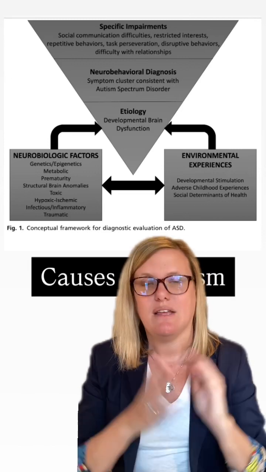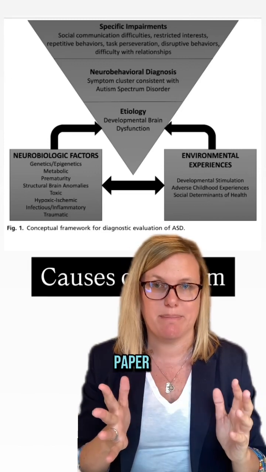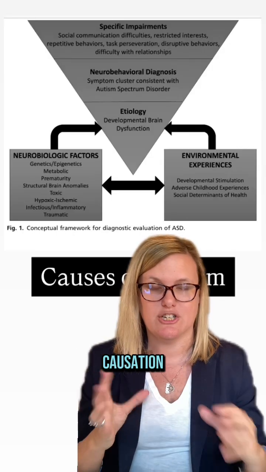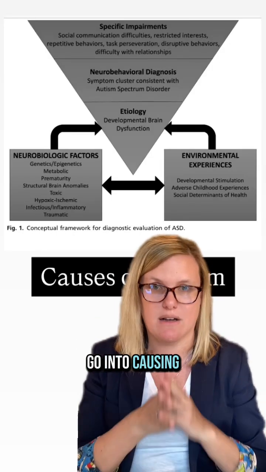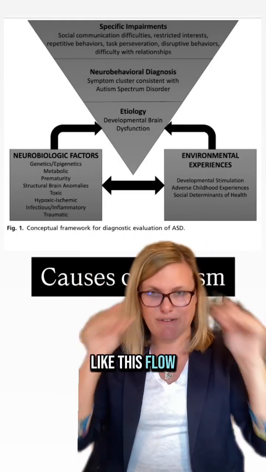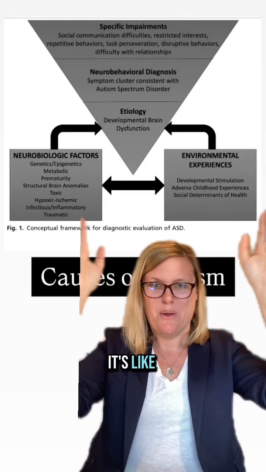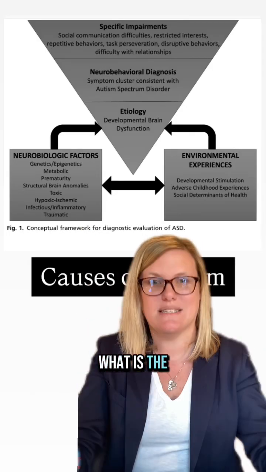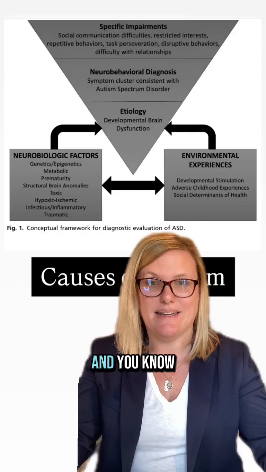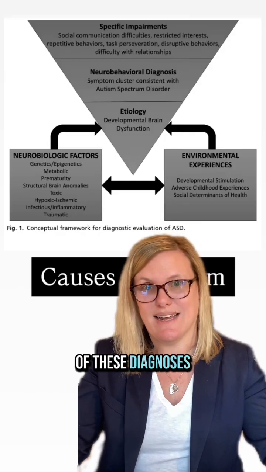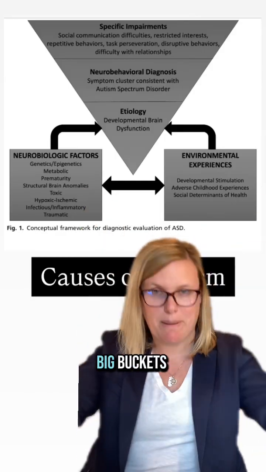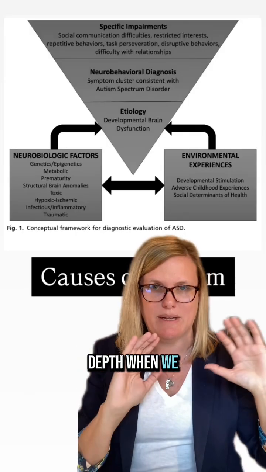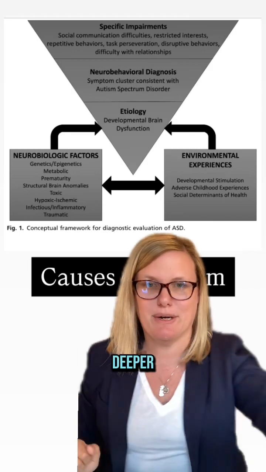What I think was really amazing about this paper is that it really breaks down the etiology, or the causation, the buckets that go into causing autism. And again, it's like this flow, right? What are the things that can lead to autism, to get a diagnosis? And then what is the spectrum of impact? That's how a lot of these diagnoses, epilepsy, CP, all these big buckets, have a spectrum and have a lot more depth when we break apart that bucket and dig deeper.